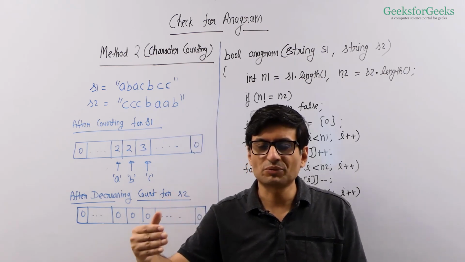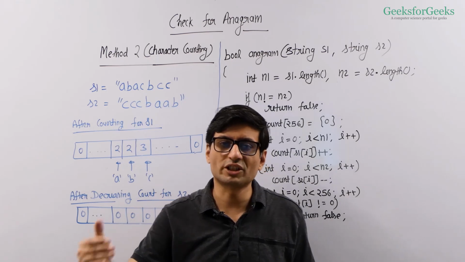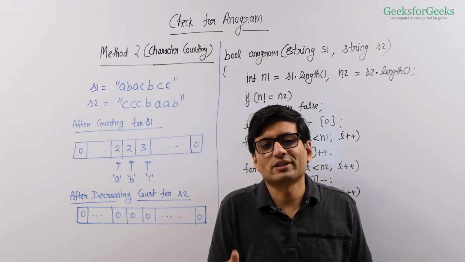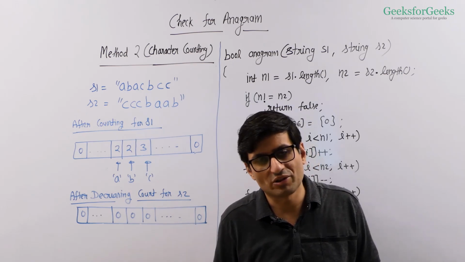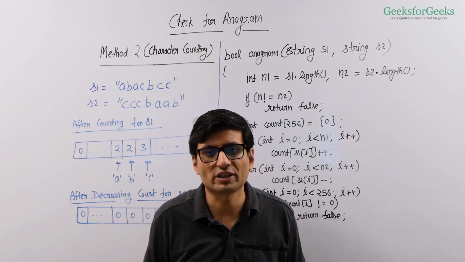So first we traverse the string 1, we increment the counts, then we traverse the string 2, we decrement the counts, and at the end we check whether this count array has all values 0 or not. If this count array has all values 0, then we say S1 and S2 are anagram.